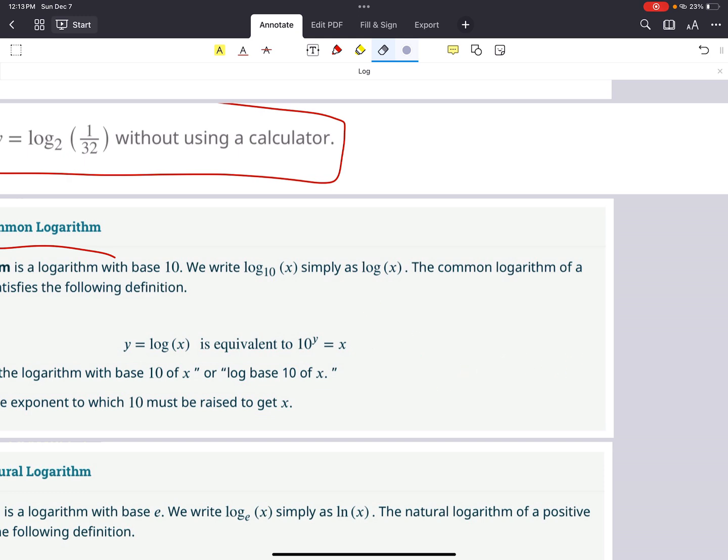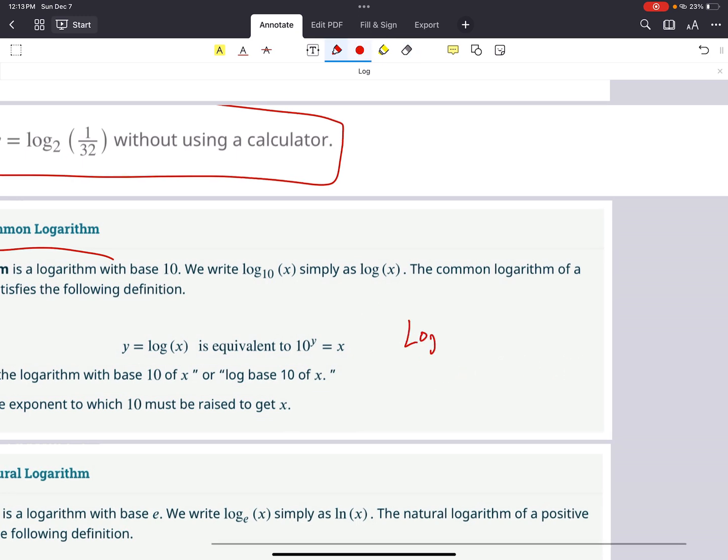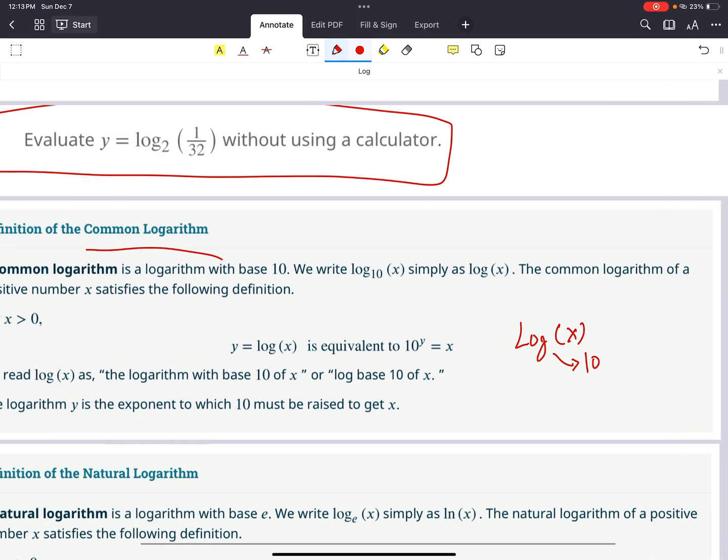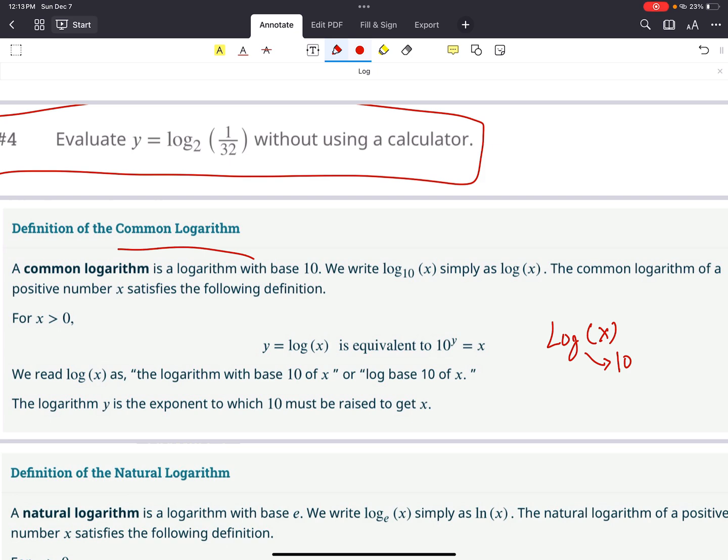Now, what about log of x? If I write down log of x, what's the base? I don't see a base going on, but there is a base. Whenever you see a log without a base, you must immediately know that the base equals 10. So if I write log of x, the base does exist, but it equals 10.